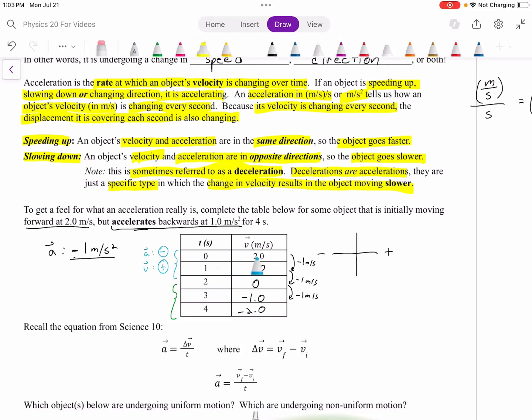Right? It went from +2 to +1 to 0. 2 meters per second forward, 1 meter per second forward, not moving forward, right? Opposite signs on those two vectors caused our object to get slower.